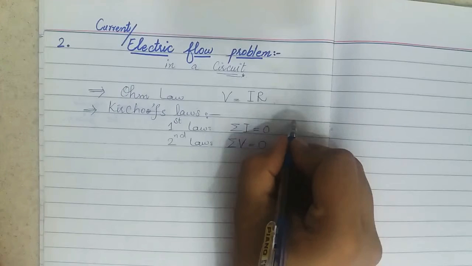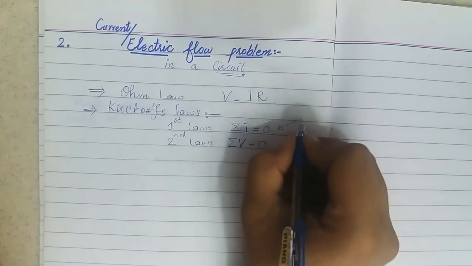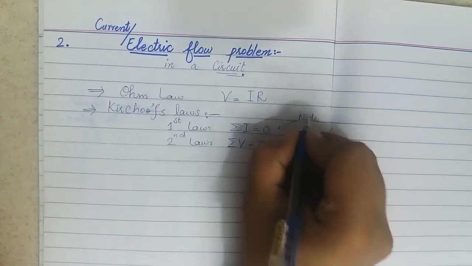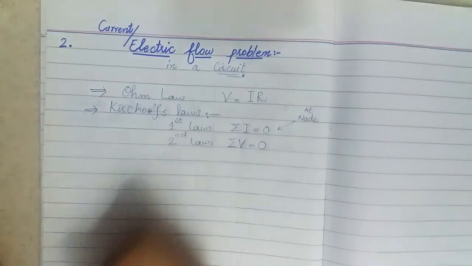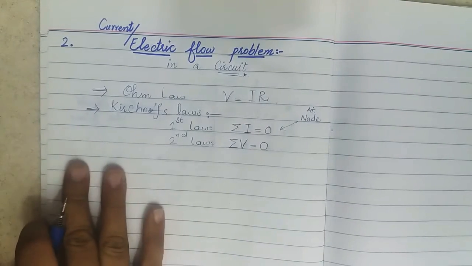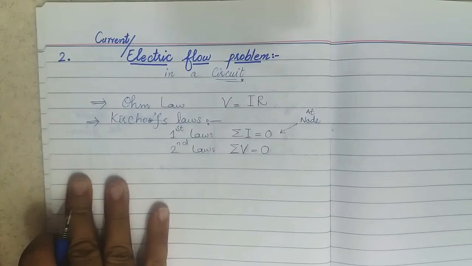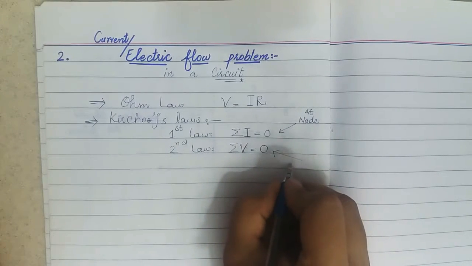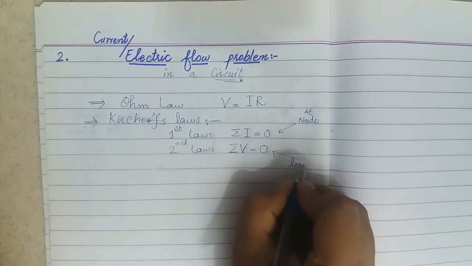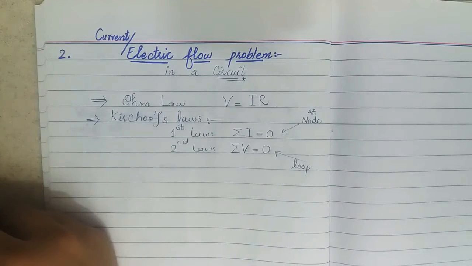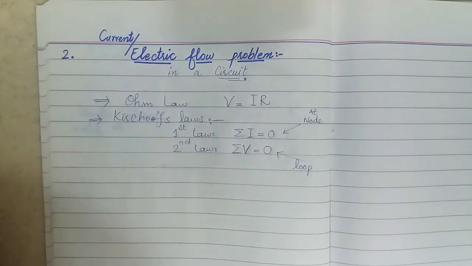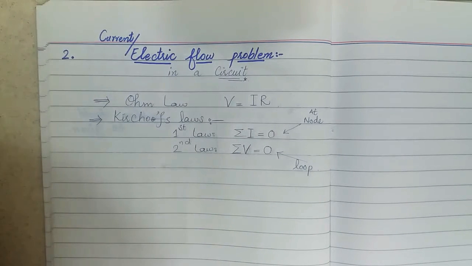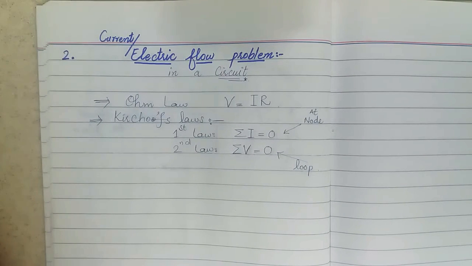This is the summation of current. Sum of current at a node means leaving current at a node is equal to entering current at a node. But this is the flowing voltage through a loop in clockwise or anti-clockwise direction, in parallel or series circuits. Sum of voltage is 0.